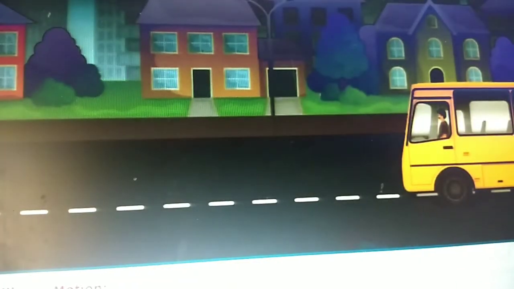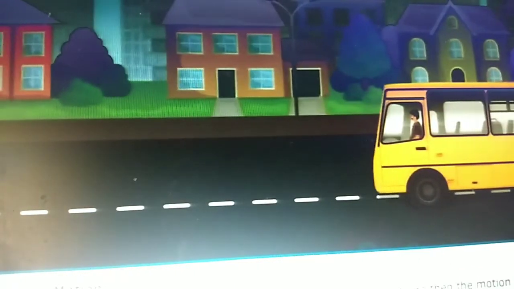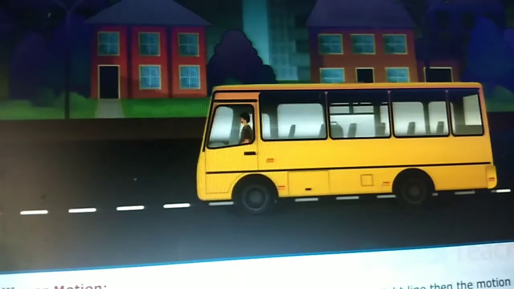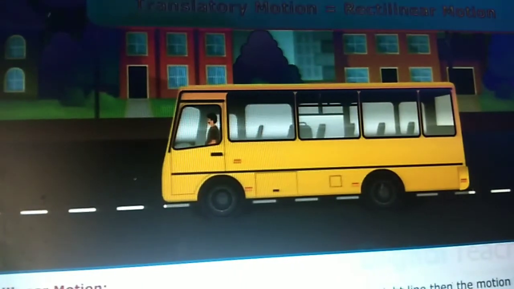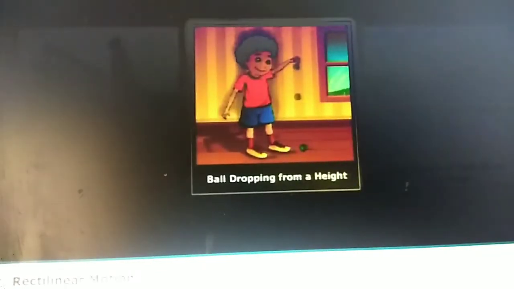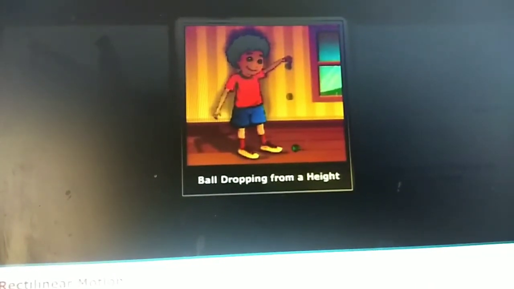Rectilinear motion. If an object or a body in translatory motion moves along a straight line, then the motion is called rectilinear motion. Following are the examples of rectilinear motion. Soldiers marching in a parade. Ball dropping from a height. Movement of bicycle on the road. Running race along the straight line.